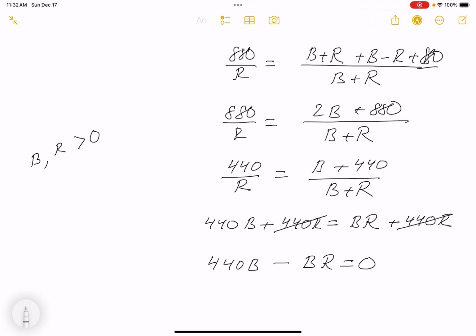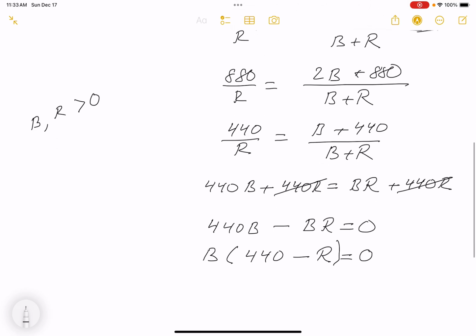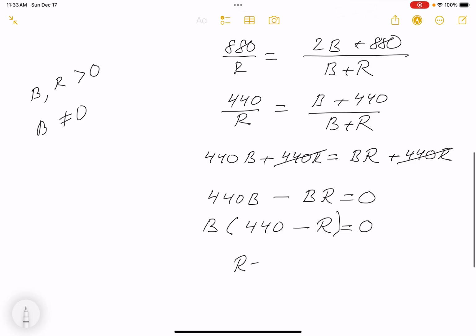Let's take a look. I'm going to factor out a B now. And what do you get? B times (440 minus R). Well, I want to point out the only way this could be true, because B is not 0, is if R is 440, by the way. I want to go back and read it, because I can't remember the units. They're talking yards, and I did use hours. So this is yards per hour.